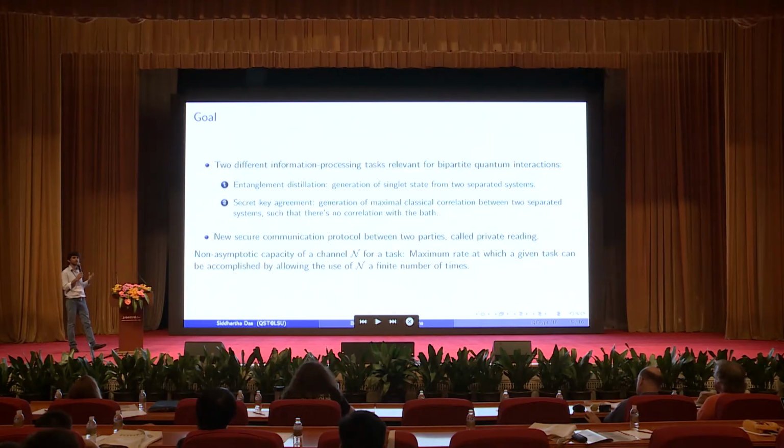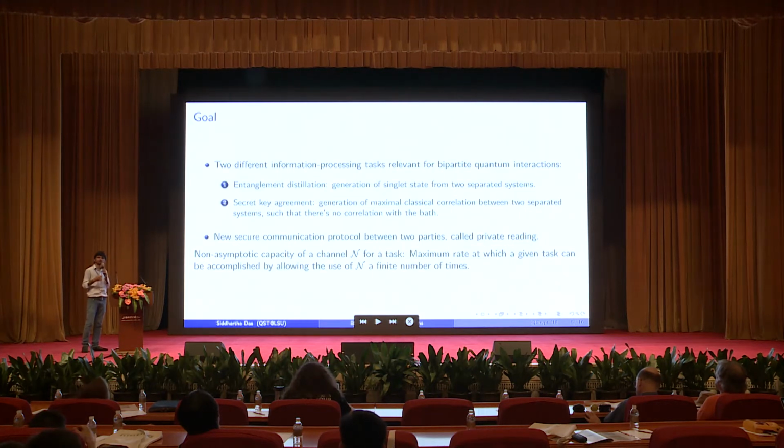Okay, so the terminology that we'll be using: in this talk, I'll be giving upper bounds on the capacities, like at what rate can you distill entanglement or secret key from a bidirectional channel. And we look at finite uses of the channel, because in a lab or experiment, we are only allowed a finite number of times, not infinite. So the non-asymptotic capacity of a channel for any given task is the maximum rate at which the given task can be accomplished by allowing only finite uses of the channel.